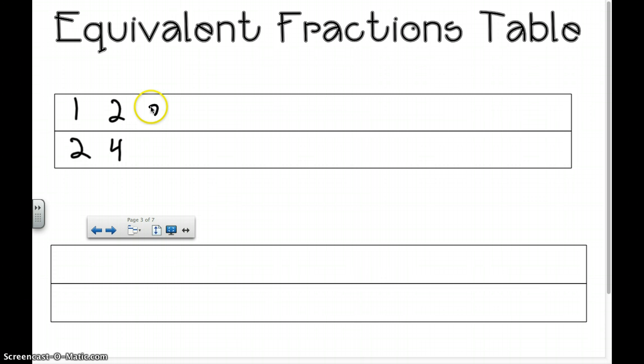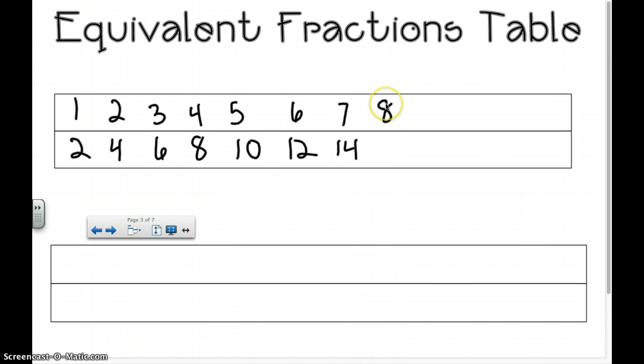Then I'm going to go 3, 2, 4, 6, 8, 4/8. So I'm making these fractions 1/2, 2/4, 3/6, 4/8. Then I'm going to go with 5 tenths, 6 twelfths, 7 14ths, 8 16ths. So you can see that I'm skip counting by the bottom and I'm skip counting by the top, and it's giving me all of my equivalent fractions.